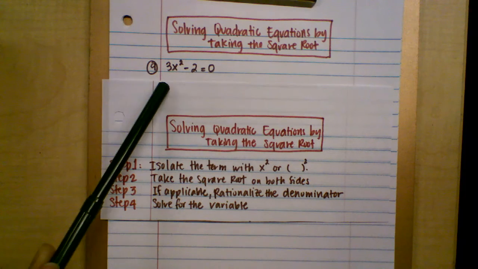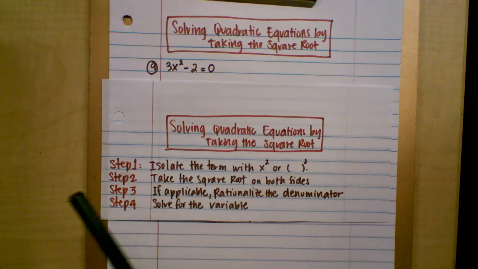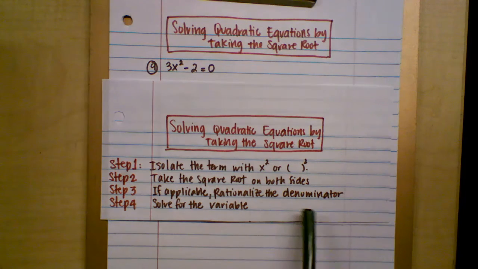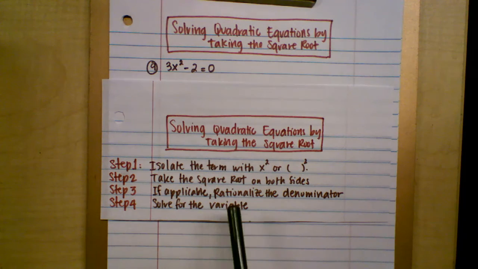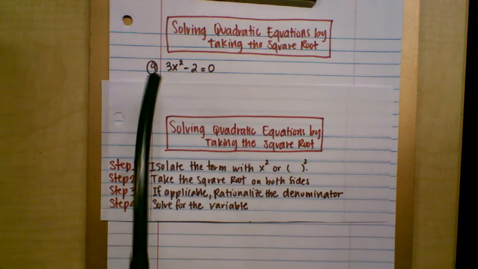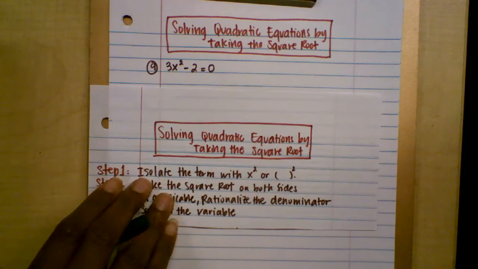For this example that I'm going to do now in this video, you're going to be rationalizing the denominator, and I will explain what it means in a couple minutes. And then step four, you're going to solve for the variable, and here the variable is x. So let's follow the steps.